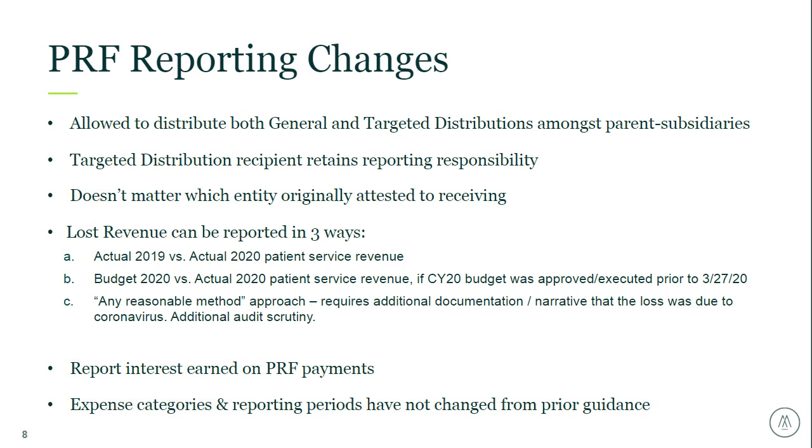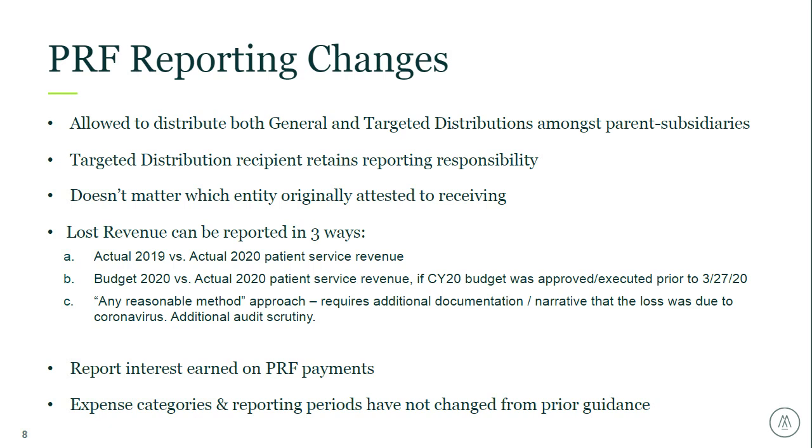And the expense categories and reporting periods have not changed from the prior guidance. So you'll see if you received over $500,000, there's still those same 12 subcategories: rent and mortgage, insurance, personnel, fringe. I'm going from memory here, but you get the point. Those categories have not changed, so you want to organize your expenses into those categories that we see in the guidance document. And the period has not changed.